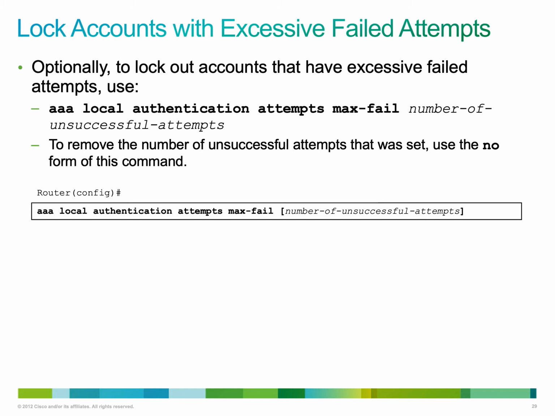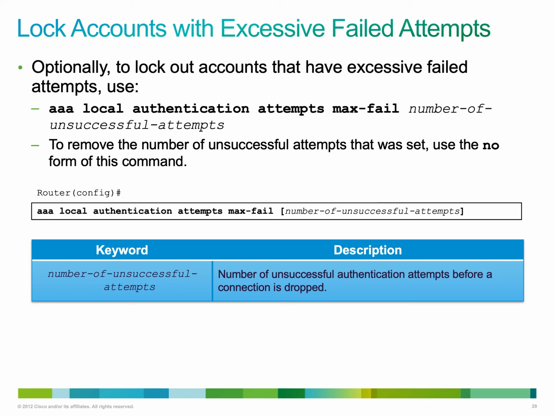In your command line interface, you write router config hashtag aaa local authentication attempts max-fail. So for the maximum failures, you put a number here. If 5, you put 5 here. If 10, you put 10 here. It is how many failed attempts you want before blocking the user that is trying to force himself in. Okay, so that's what it is.